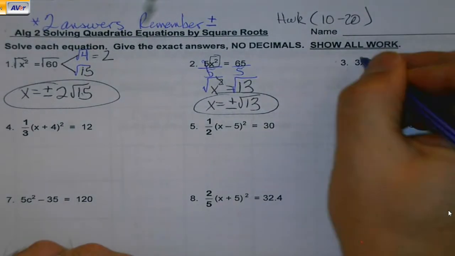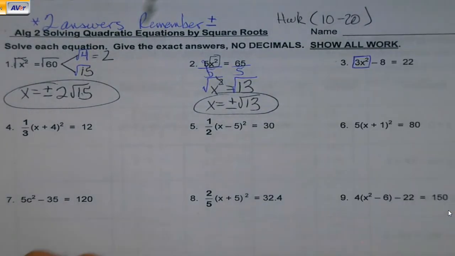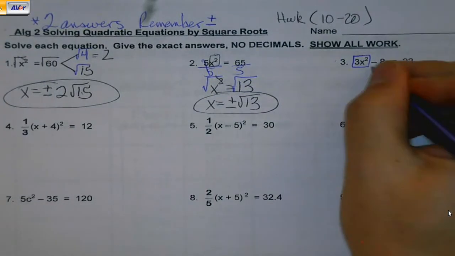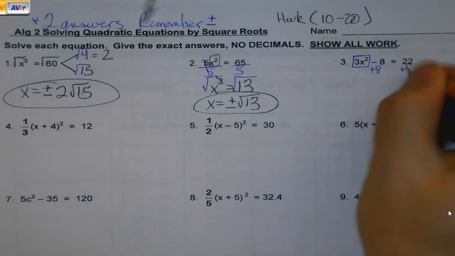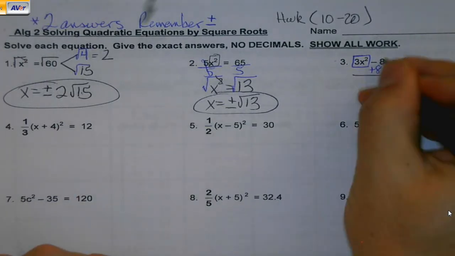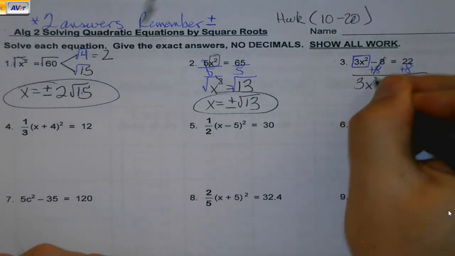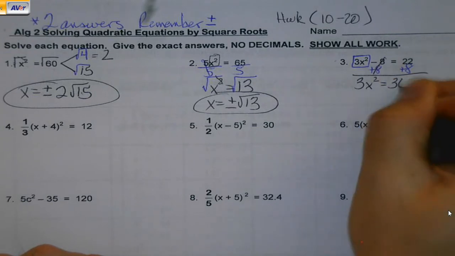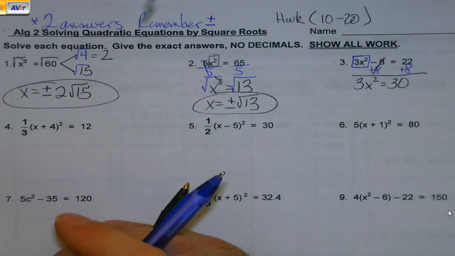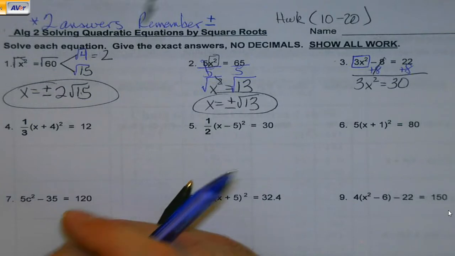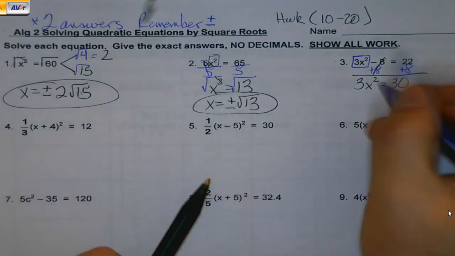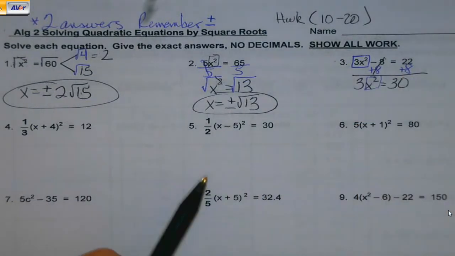So again, first job always, try to isolate your squared term. That minus 8's in the way. I do the opposite. I get it out of there. Is x squared alone yet? Nope. So I'm not doing square root yet. I'm still working on getting x squared alone.